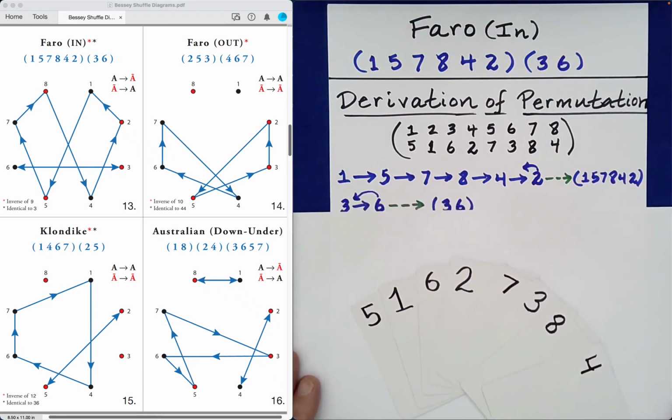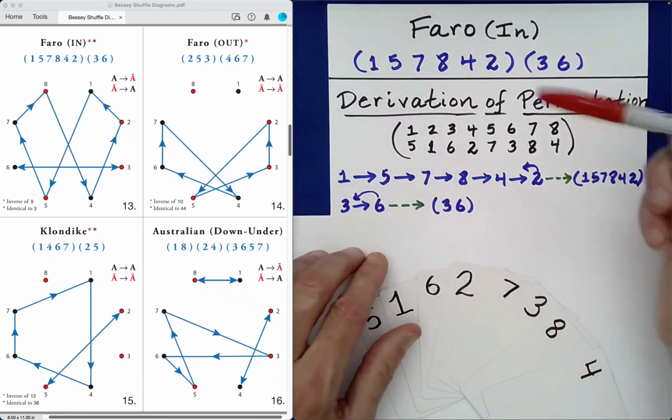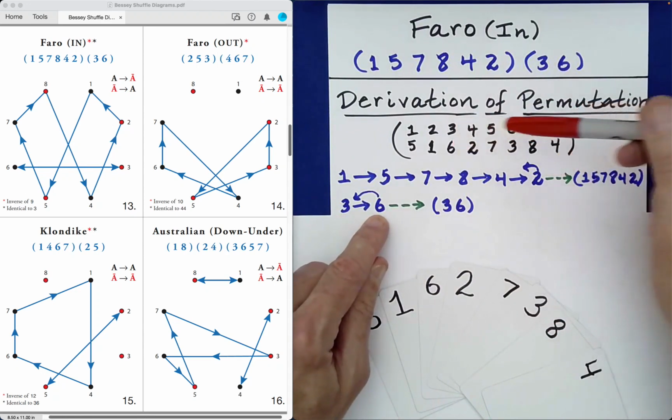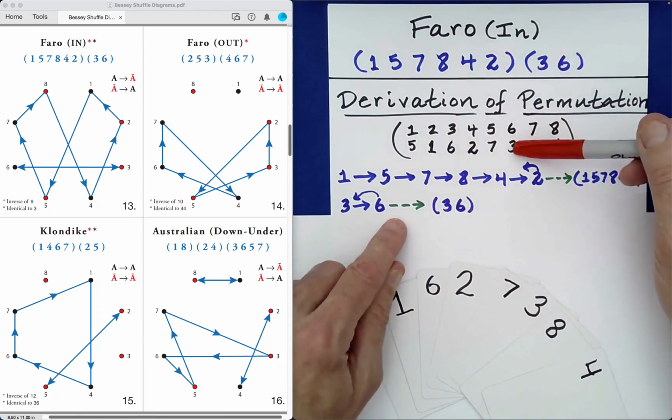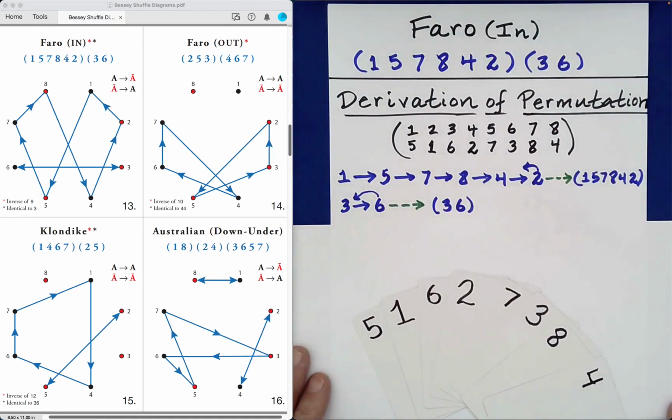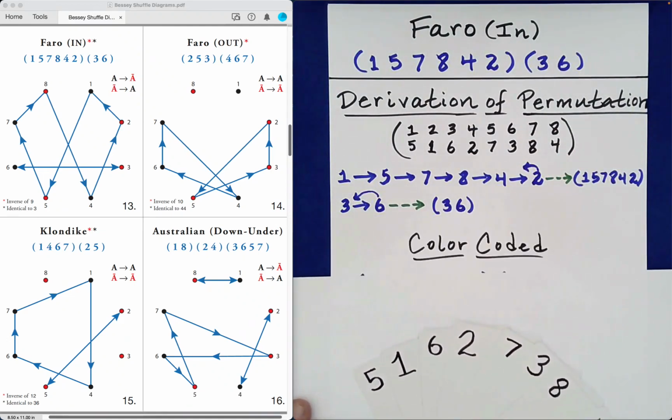Now for the remaining cards, we get the following. 3 goes to 6. And then 6 goes back to 3. So we get a little 2-cycle, or what is also called a transposition. Now if we color code our numerals, we get the following.